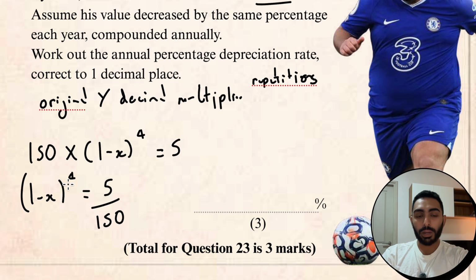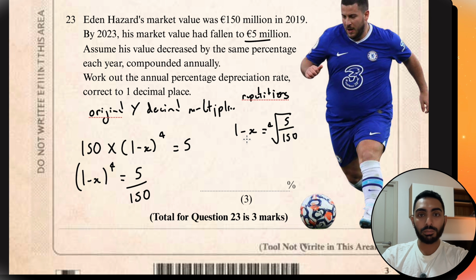And to get rid of this power of 4, we're going to find the 4th root of that. So it'd be 1 minus x is equal to the 4th root of 5 over 150. And we can swap this minus x with all of this. So then we end up with 1 minus the 4th root of 5 over 150, which is equal to x.